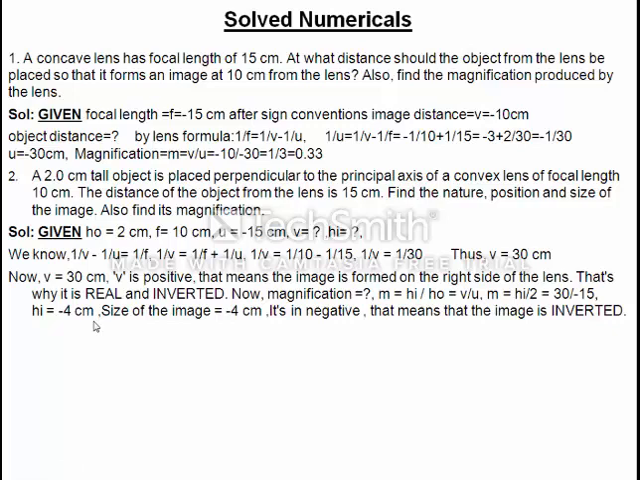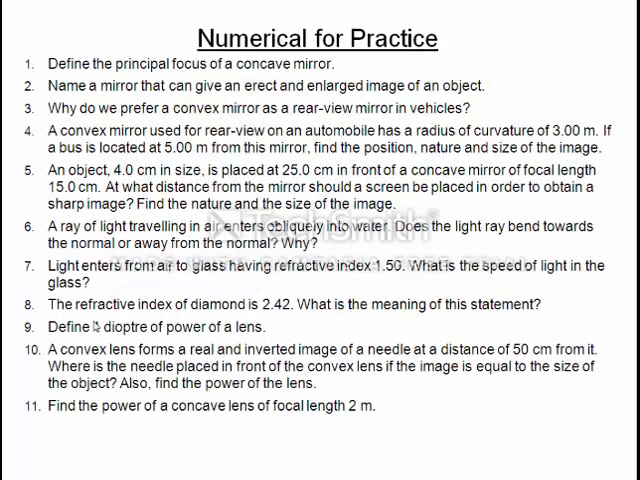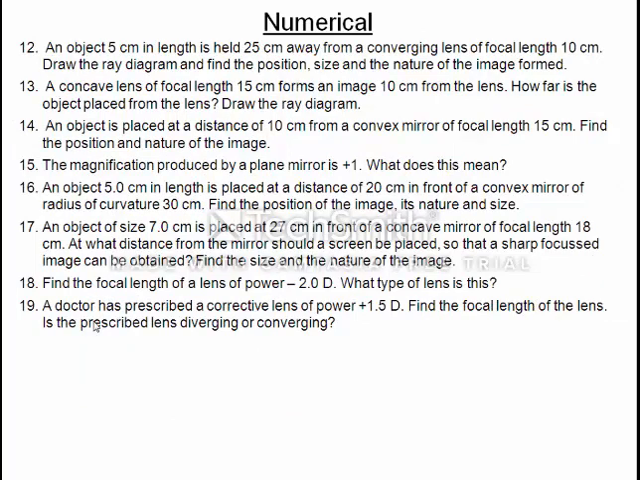So from the sign which we are getting in the case of HI, we can also tell: if HI is positive, then it is erect. If HI is negative, then it is inverted. Now what you have to do, you have to solve this numerical. There are 19 numericals, and basically these are all from your exercise itself.